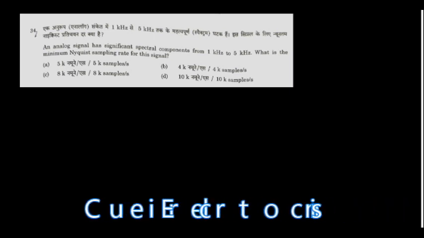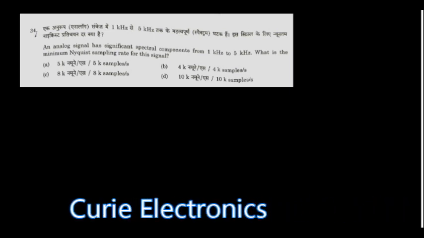An analog signal has significant spectral components from 1 kHz to 5 kHz. What is the minimum Nyquist sampling rate for this signal? When you sample a signal, whatever the highest frequency content, the Nyquist sampling rate should be double of that. The highest frequency of the signal is 5 kilohertz, so at least 10 kilohertz we have to sample it. That means 10k samples per second.